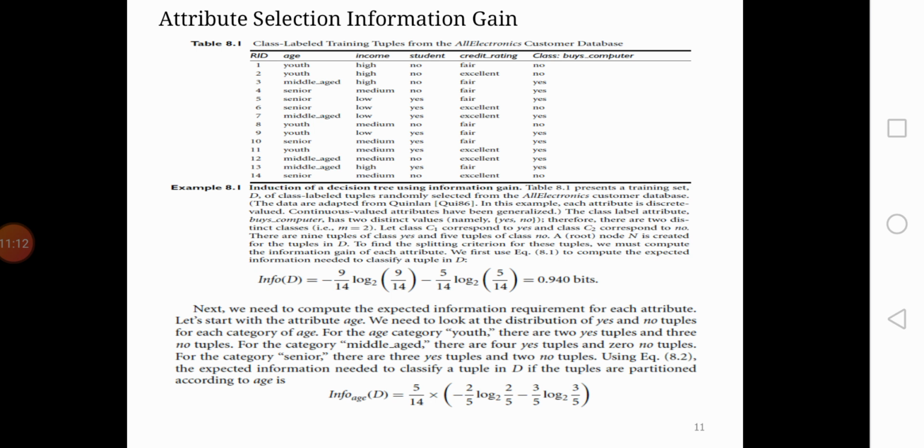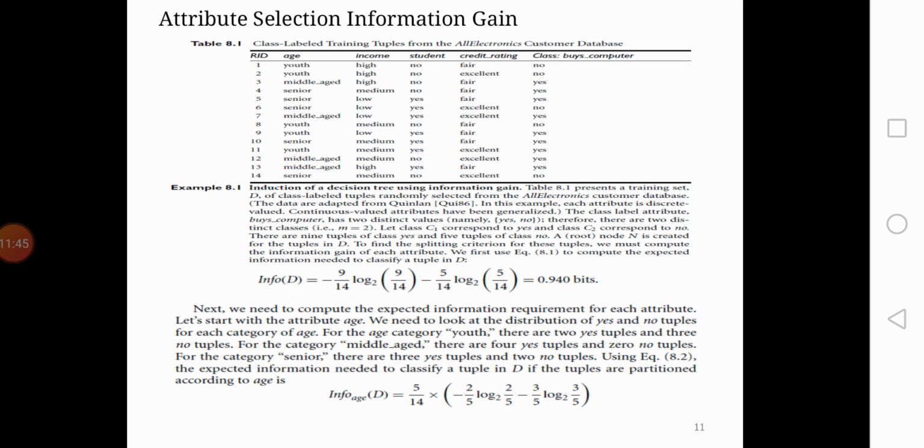For the age category youth, there are 2 yes tuples and 3 no tuples. For the category middle-aged, there are 4 yes tuples and 0 no tuples. For the category senior, there are 3 yes tuples and 2 no tuples. According to equation 2, InfoA(D) equals summation j equals 1 to v of modulus of Dj divided by modulus of D into Info(Dj).